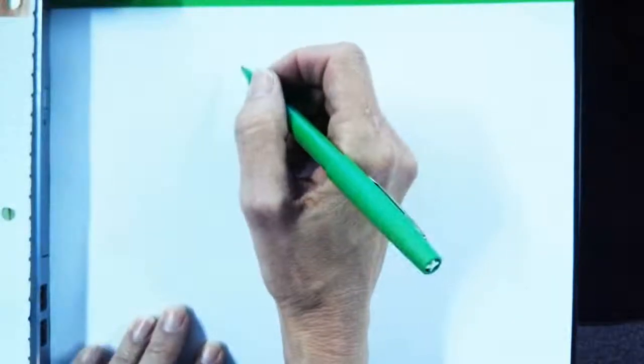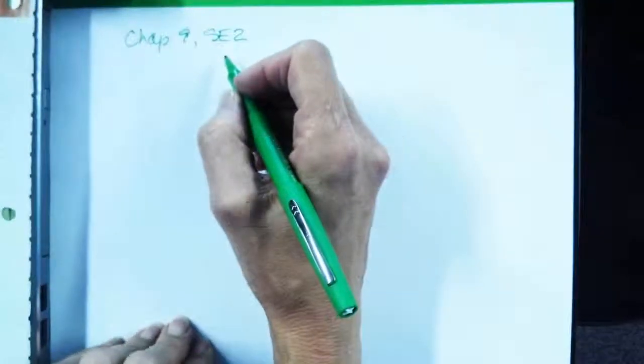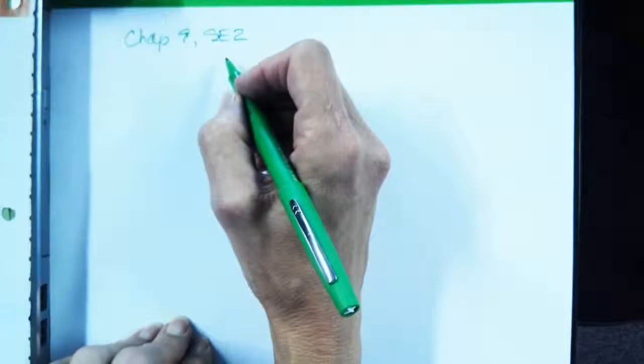So first let's take a look at SE2, Chapter 9, SE2, page 356. The most important thing about this chapter is that we get a grip on how to deal with the allowance for uncollectible accounts, okay?